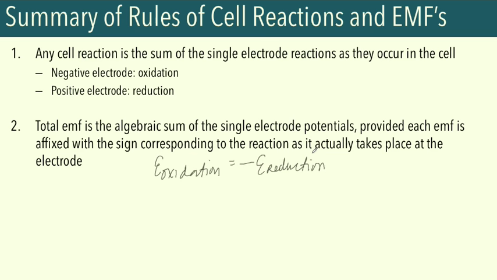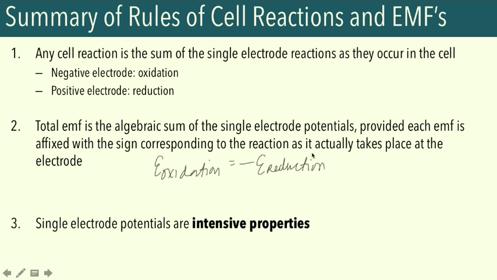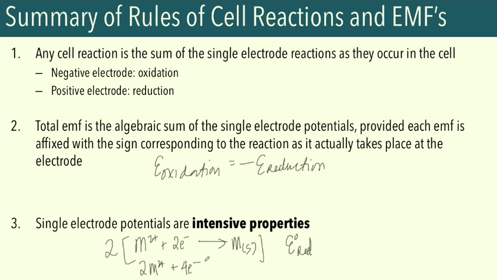Another important thing to keep in mind is that single electrode potentials are intensive properties. That means that regardless of the stoichiometry of the reaction, say we multiply a half reaction by 2, the single electrode potential will remain the same. For example, if we're dealing with a reduction half reaction that involves some metal M2 plus, this involves 2 electrons and results in the formation of M solid, with a corresponding standard reduction potential. If we multiply this half reaction by 2, so we have 2 M2 plus and 4 electrons yielding 2 M solid, the reduction potential for this half reaction is going to be the same. It's an intensive property, so the size of the half reaction does not matter.